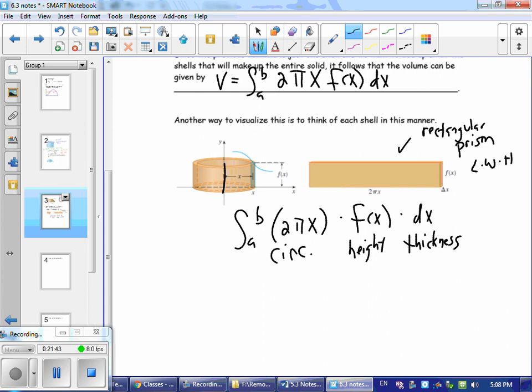Now, if you had something that was revolved around the x-axis and you needed to use shells, the only things that are going to change is this is going to be 2 pi y, and it's going to be some function of y, and dy would be your thickness. So it'll just be turned on its side. But it's the same exact idea.